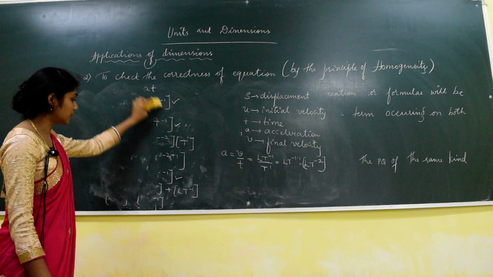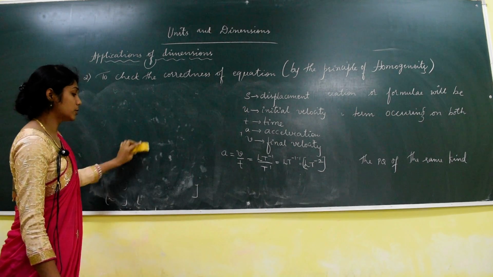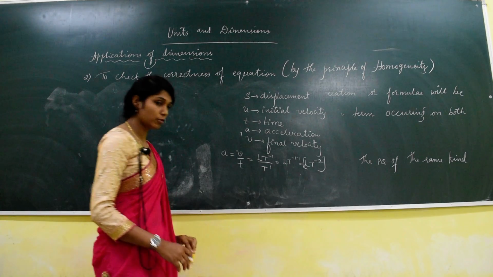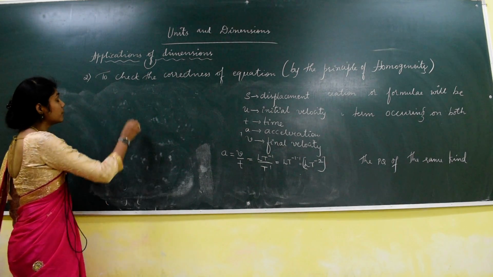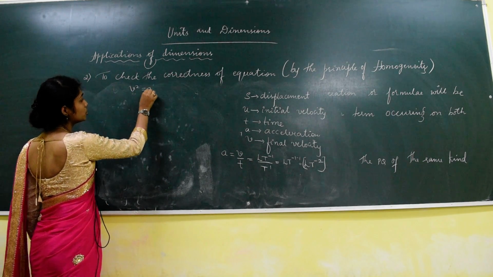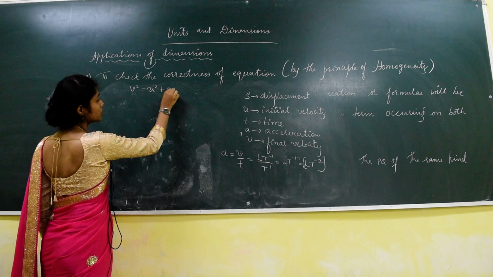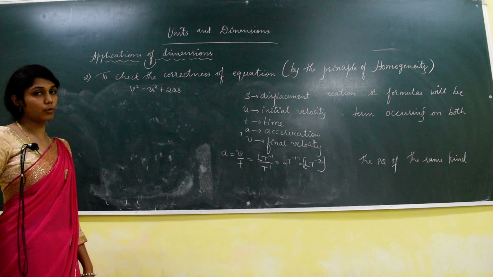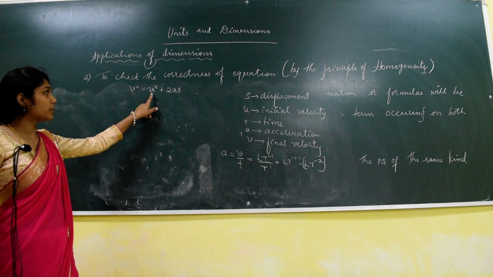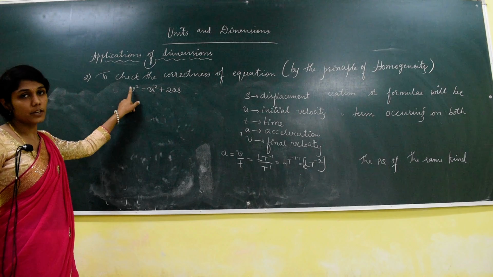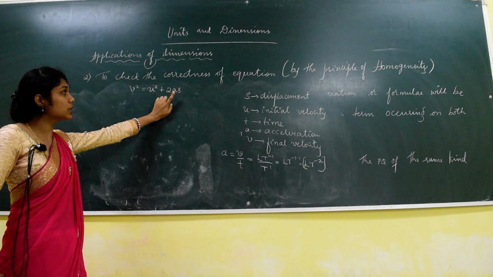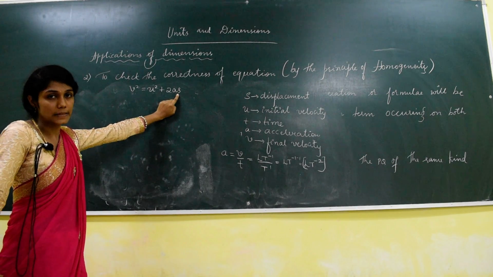Now let me consider another equation of motion here. Another equation of motion, that is v square is equal to u square plus 2as. So this is another equation of motion we have, where u represents the initial velocity, v represents the final velocity, a represents acceleration, s represents displacement.